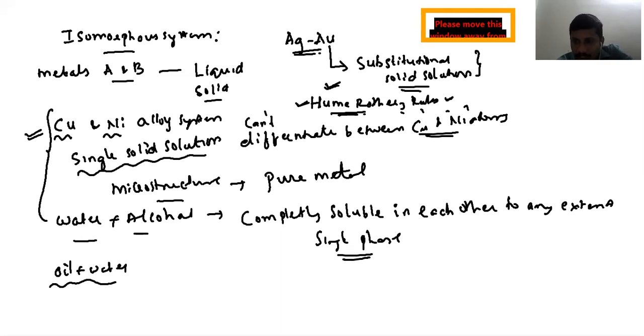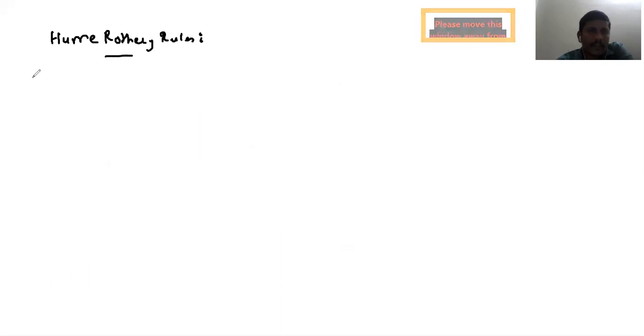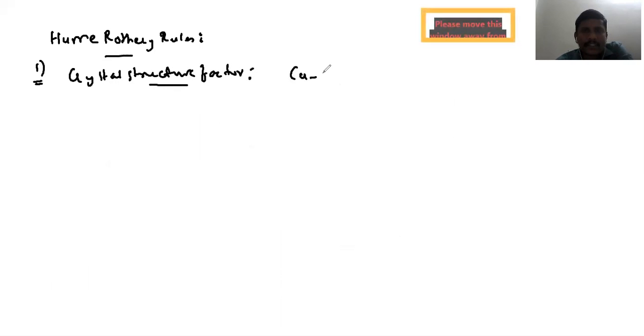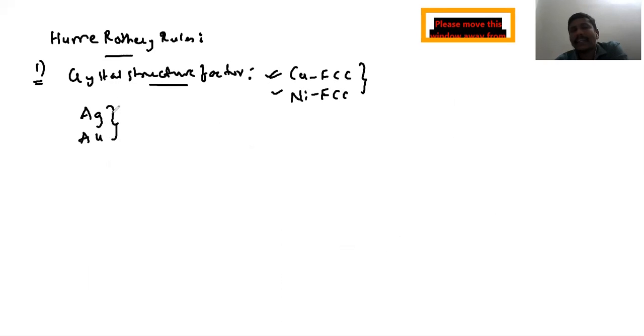So let us know what the Hume-Rothery rules are. The first one is the crystal structure factor. If you take copper, it is FCC, and if you take nickel, it is FCC crystal structure, and they can form a substitutional solid solution. If you take silver and gold, they both have an identical crystal structure, face centered cubic.